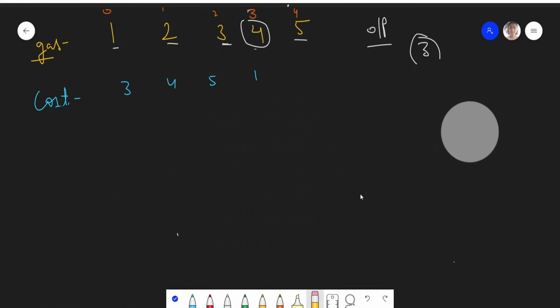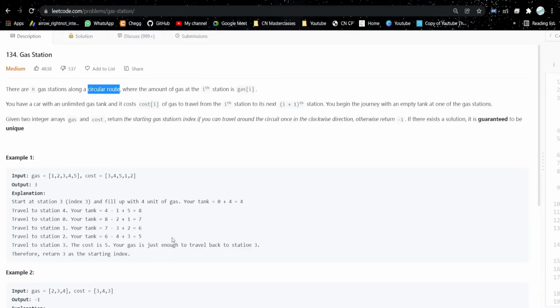One basic approach, the brute force approach, is that every time we start from a station, and we check whether it's possible to go from this station and come back to it or not. Like we check for every index. This will be an n square approach if we do that, but n square will not be accepted over here.